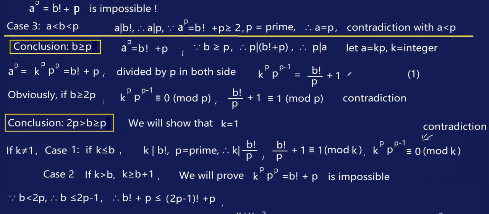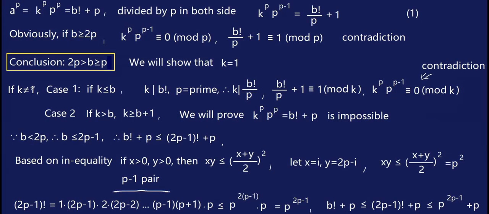The next step, we will prove k must be 1. k can only be 1. That means a is equal to p. If k is not equal to 1, we have two cases: k less than or equal to b, and k greater than b. In the first case, k less than or equal to b means k can divide b factorial. And p is a prime, and p is less than b, so k divides b factorial divided by p.